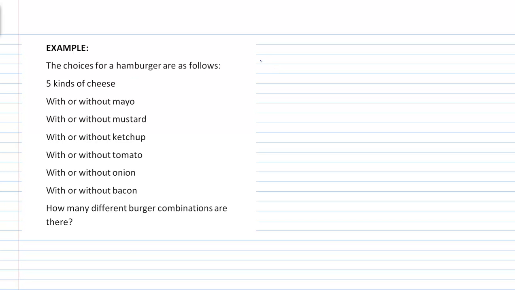So our first choice is cheese, and we have 5 kinds of cheese, and we're assuming that we do pick one of these 5 kinds of cheese. Now, with or without mayo is really only 2 choices. With mayo is a choice, without mayo is a choice. So, we have 2 choices for the second category.